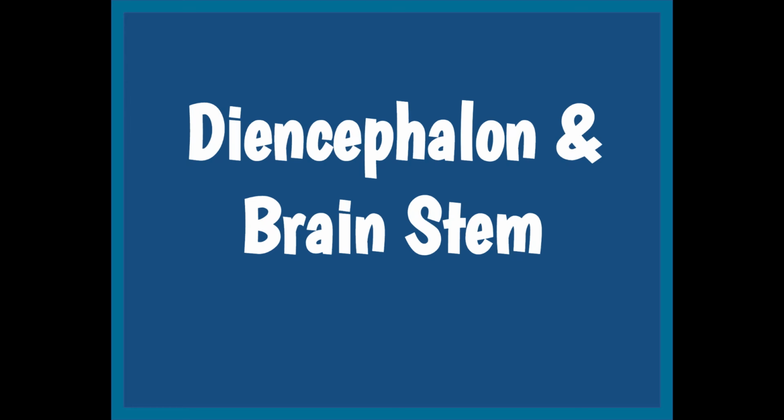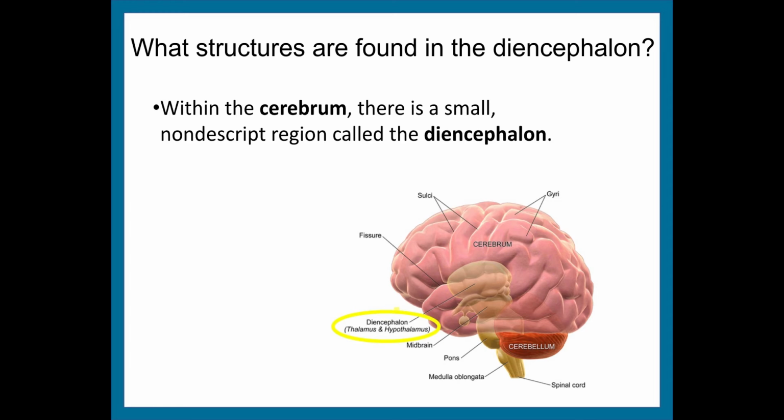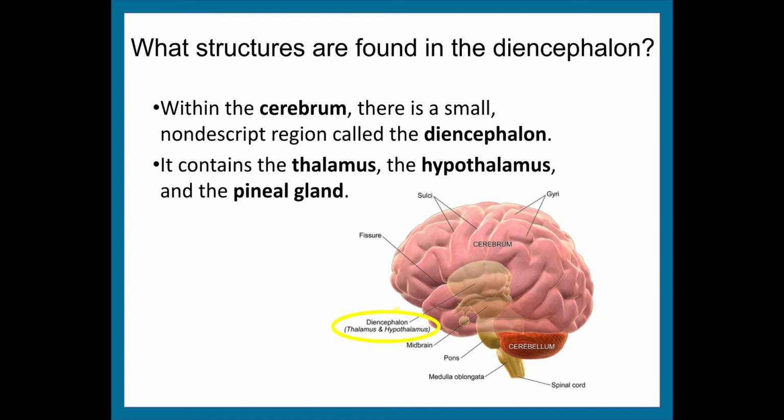Today we're going to talk about the diencephalon and brainstem, and the goal of this video is to explain the structures and functions that are found in the diencephalon and brainstem. Okay, so within the cerebrum, there is a small, nondescript region called the diencephalon, and I've highlighted that region in a yellow circle here on the screen. It contains the thalamus, the hypothalamus, and the pineal gland.